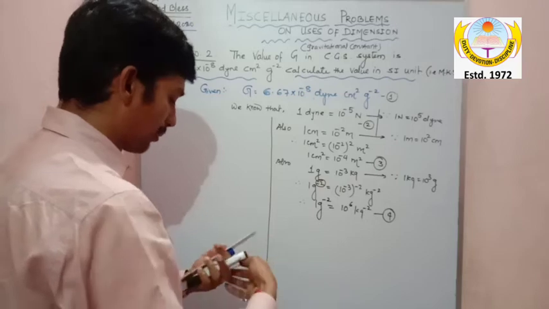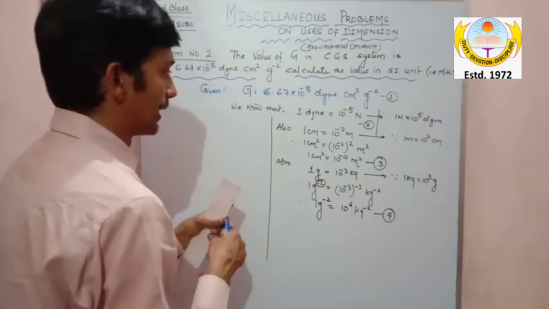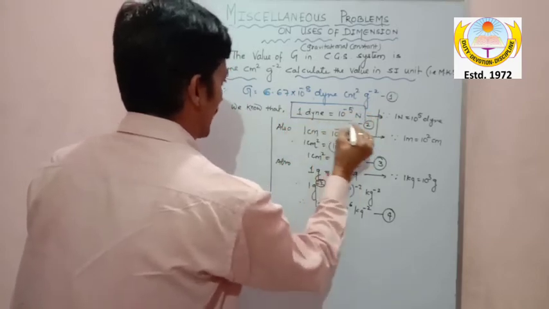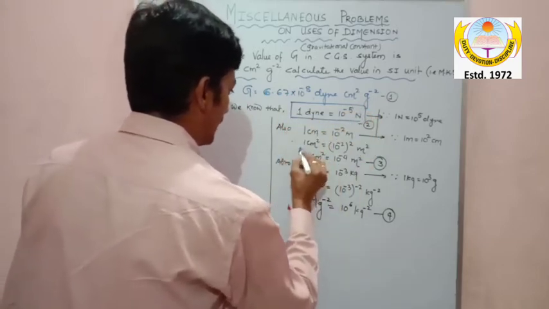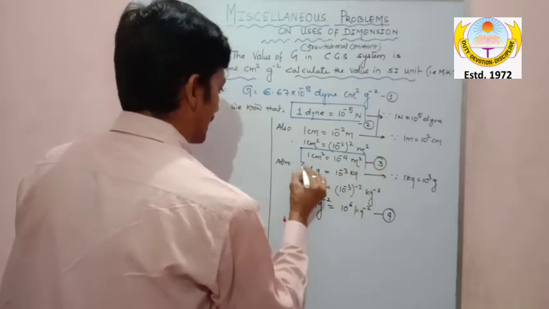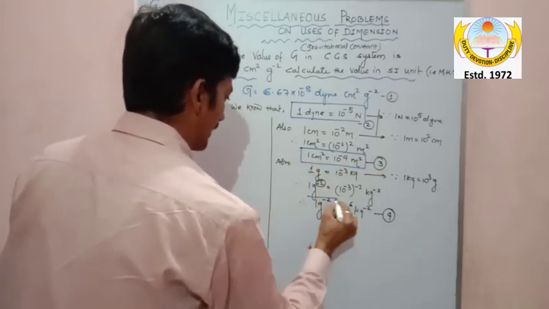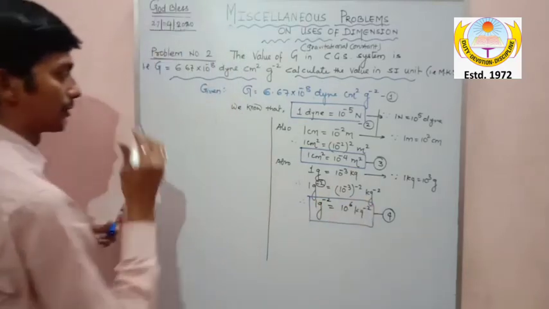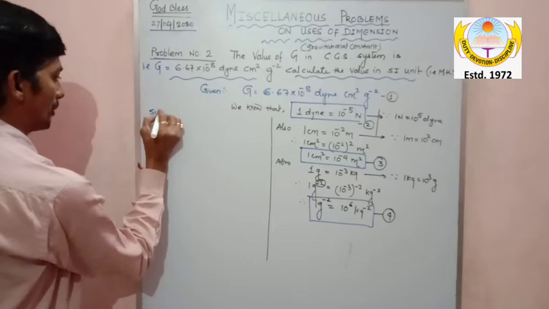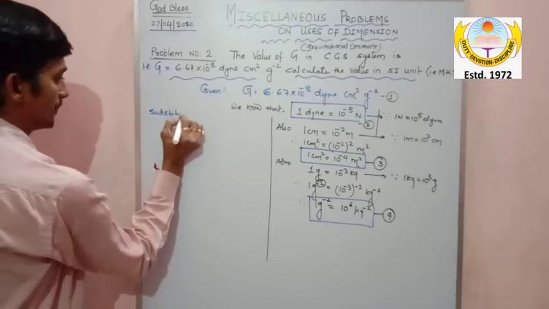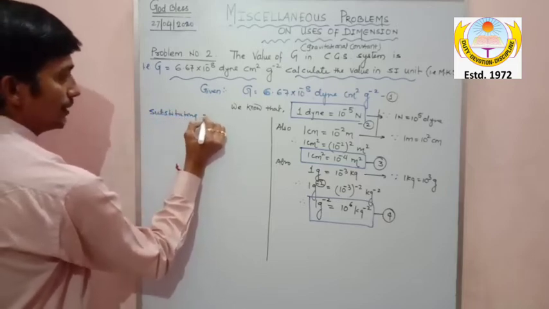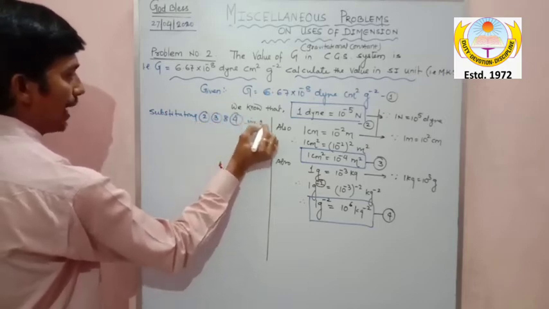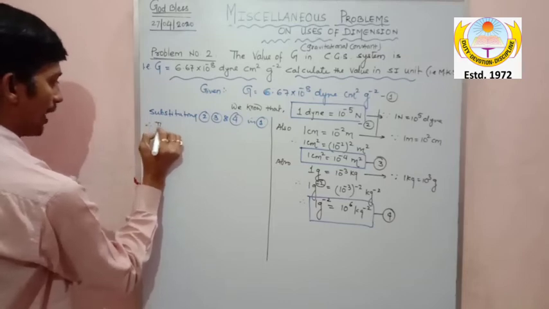The first equation was nothing but, sir, the first equation, that is the second equation, we start converting. Sir, 1 dyne is 10 power minus 5 Newton. Sir, 1 centimeter square is 10 power minus 4 square meter. And sir, 1 gram power minus 2 is nothing but 10 power 6 kilogram power minus 2. So now I will start substituting 2, 3 and 4 in 1.